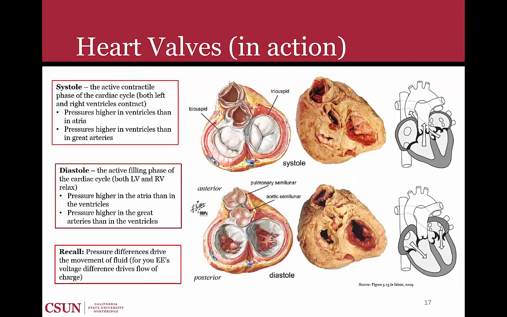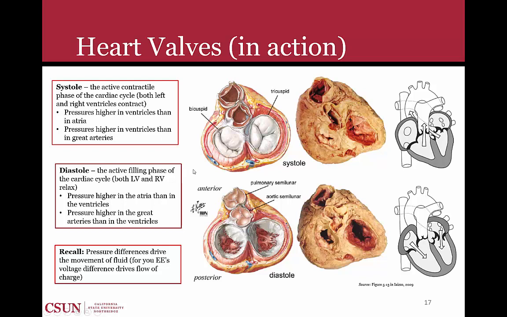And this is a colored view of them, an actual meat-looking, or I should say, an actual heart. So there's basically two phases of the cardiac cycle, and we'll get to this in more detail in the next couple of slides. But I wanted to show you how these valves look in the two separate stages of cardiac contraction. So the first stage is systole. That's when the ventricles are actively contracting.